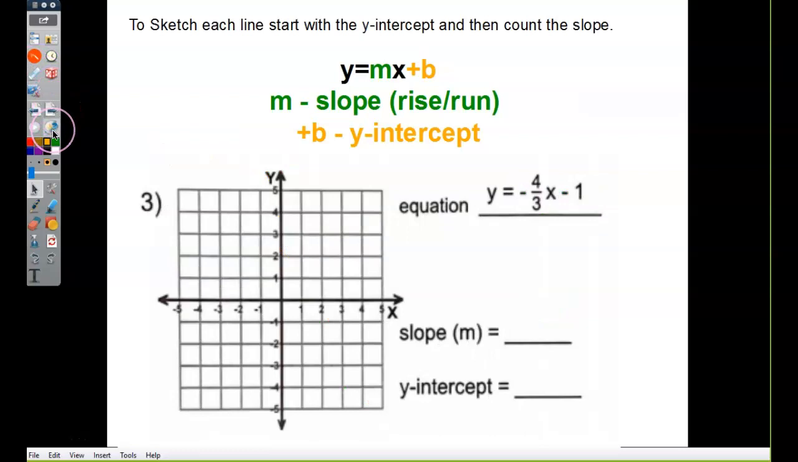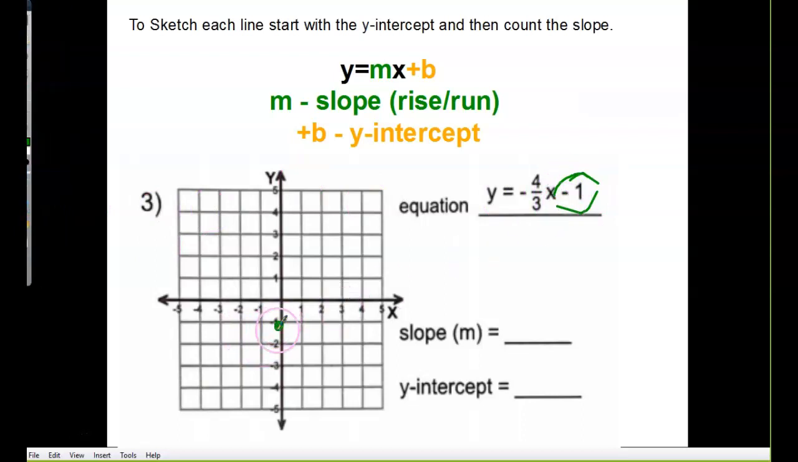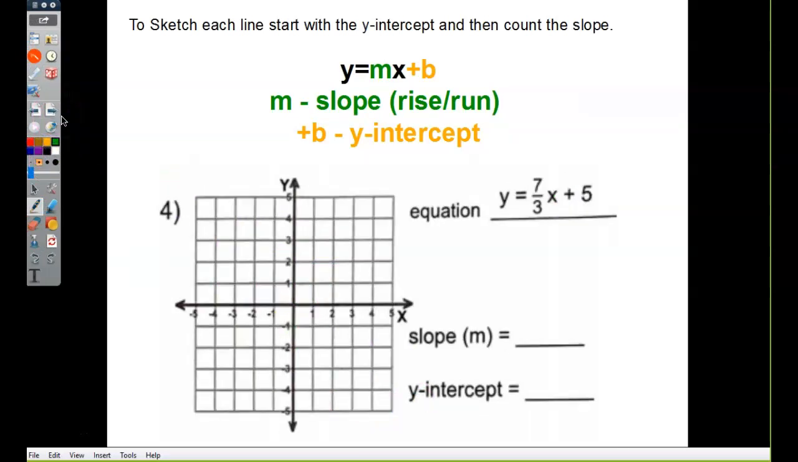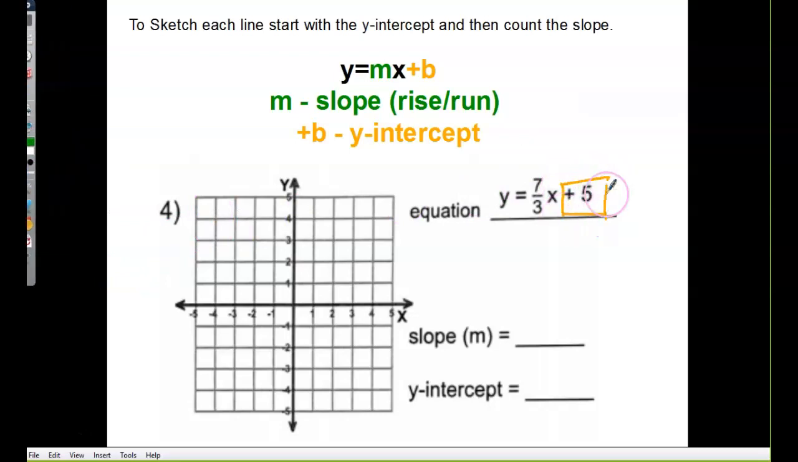Now, 3 is pretty straightforward. You've got your y-intercept at -1, so you plot your -1, and then you're going to go down 4/3. So you should be able to figure that one out and draw your line. That one's pretty easy. 4, I want to take a look at. So first step, again, find our intercept. It intercepts the y-axis at +5.